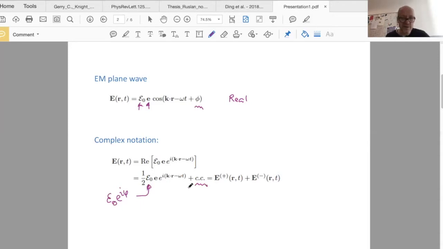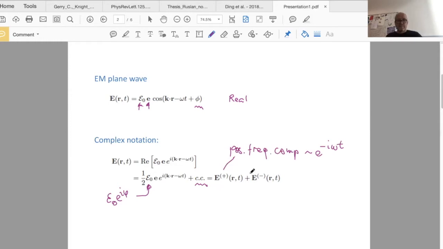And the convention is now that we say that this term we call E plus, the positive frequency component, which varies like e to the minus i omega t. Okay, so that's something you should just remember. Positive frequency is what we call e to the minus i omega t. And of course, this is the negative frequency component, which then has a plus i omega t.